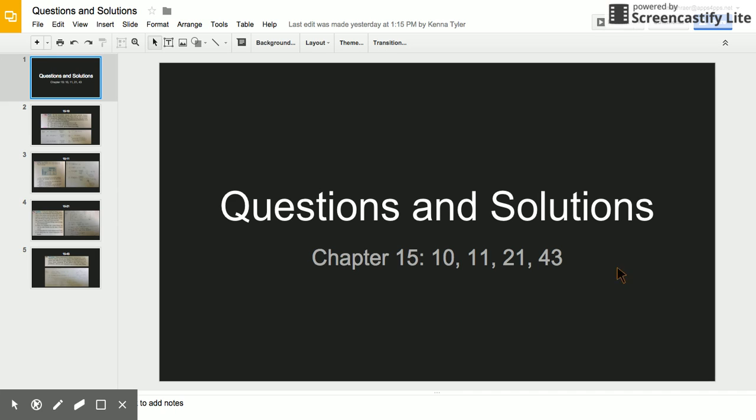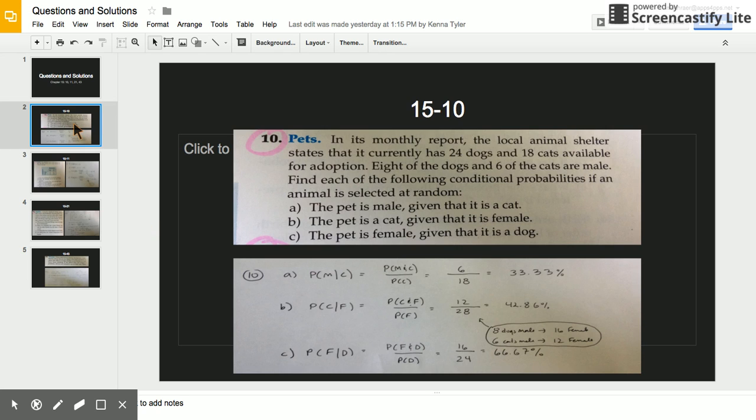All right, I'm going to go over the questions for chapter 15, 10, 11, 21, and 43. This is our first stuff on conditional formatting. So let's first look at number 10. Number 10 was about pets. So I first just need to make sure I have these numbers down over here.